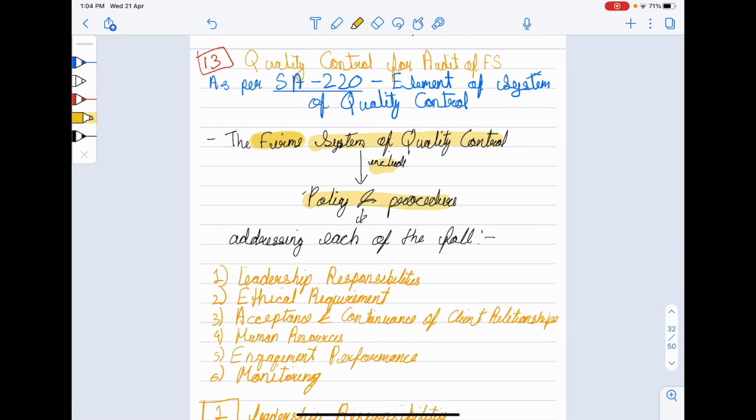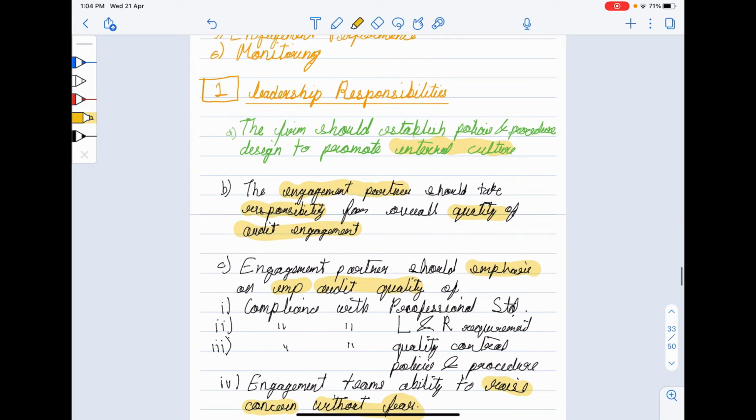First one is leadership responsibility. The firm should establish policies and procedures designed to promote internal culture. The second point, the engagement partner should take responsibility for the overall quality of the audit engagement. So the responsibility for quality of the audit engagement is of the engagement partner.